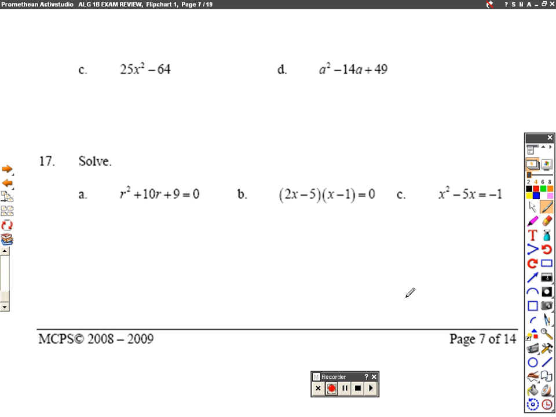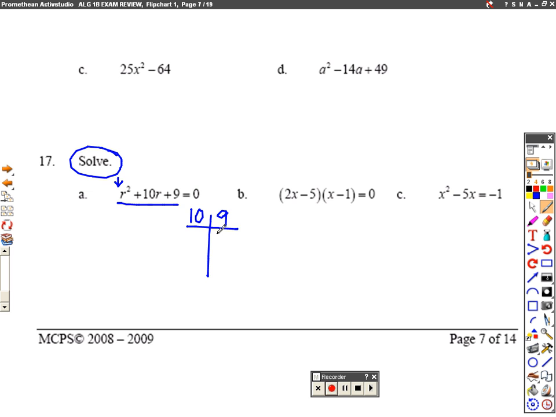Number 17. Unlike the problem before this, this problem asks you to actually find the solutions. So, in addition to factoring, you have one more step. So let's start with the first one. This is going to be an easy factor because the a value is 1. So we need a number or numbers that multiply to be 9 and add to be 10.